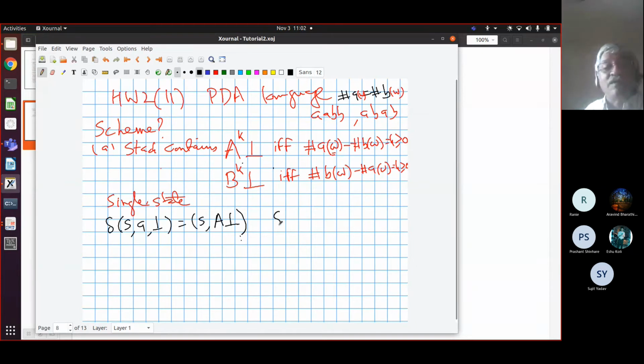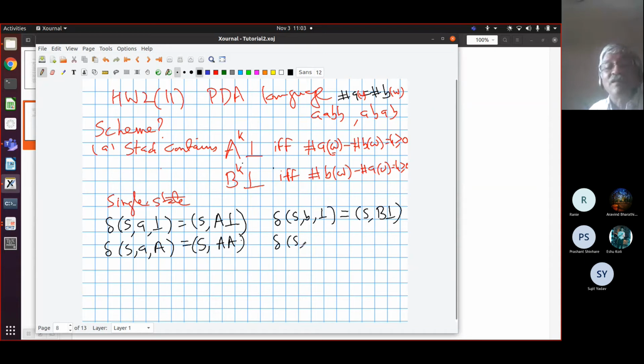Similarly, delta S, B, bottom, I will push what? B bottom. B bottom. Right, because now B's exceed A's. Bottom means so far I've seen an equal number of A's and B's, and then I got a B, so I put a B. Now delta S, A, and if I'm seeing an A on top of the stack, which means the number of A's is exceeding or equal to the number of B's, and I see an A, so what will I push? Another A. So I will get AA in place of single A. Whatever is below will remain, but this top A will get replaced by 2 A's.